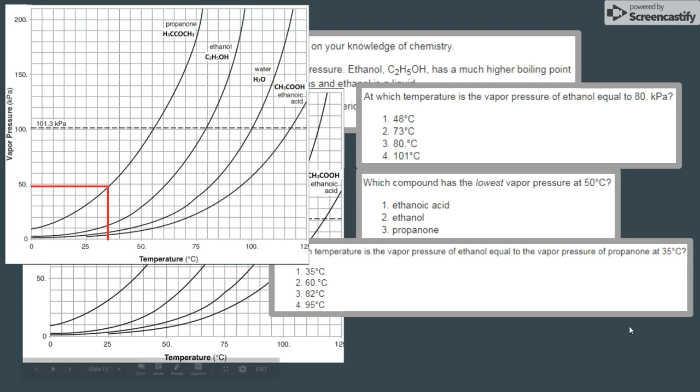Okay, for this problem, first locate the vapor pressure of propanone at 35 degrees. At 35 degrees on the x-axis, that corresponds to a vapor pressure of about 48 kilopascals. And it's asking you at what temperature the vapor pressure of ethanol is equal to that. So you have to extend this line to the ethanol curve and find out what temperature is ethanol's vapor pressure at 48 kilopascals. And you see that it corresponds to 60 degrees Celsius. So the answer choice is 2.